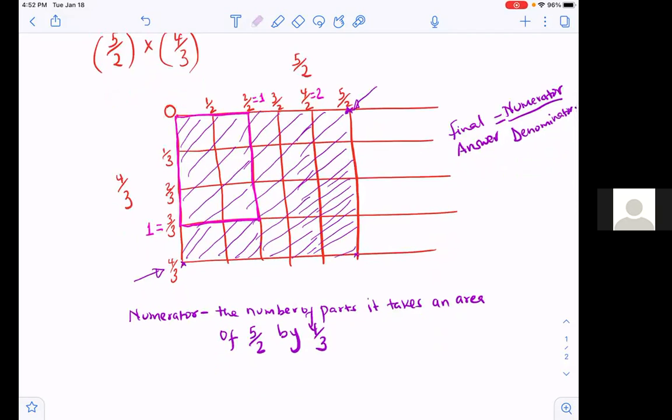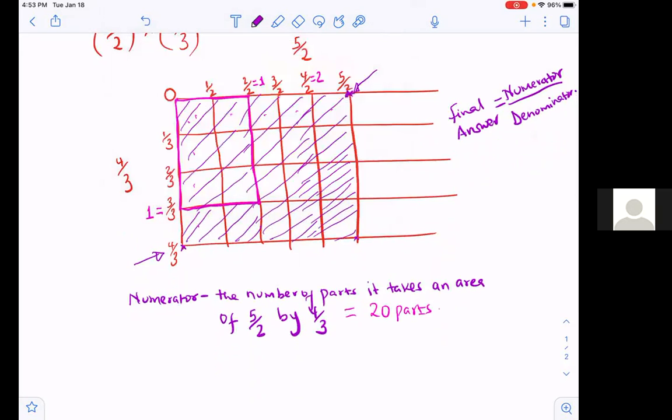And in this case, how many are these? So these are 20 pieces or 20 parts. You count those little squares. There are 20 of them.